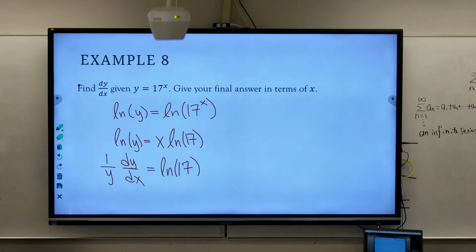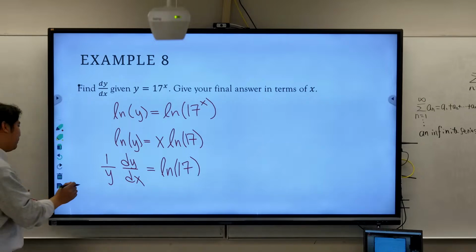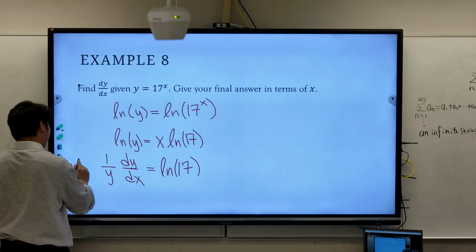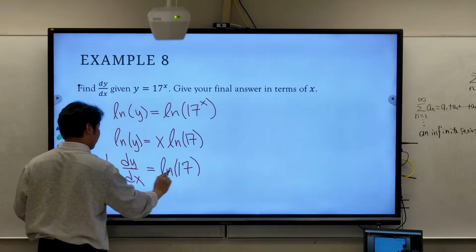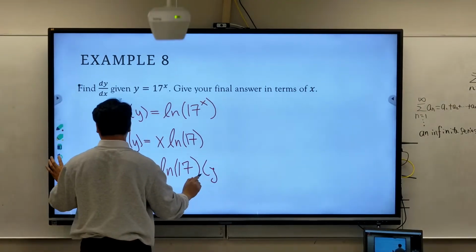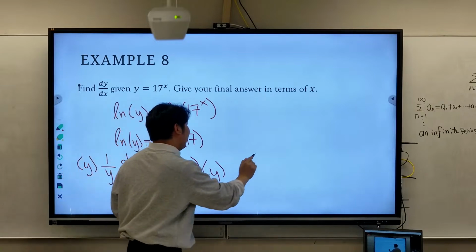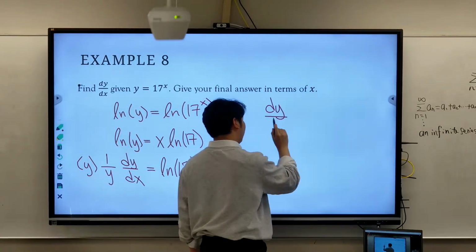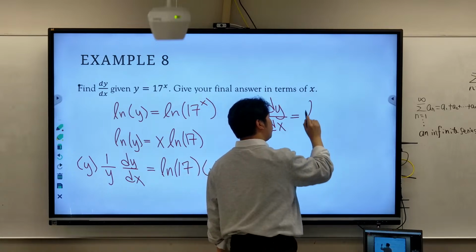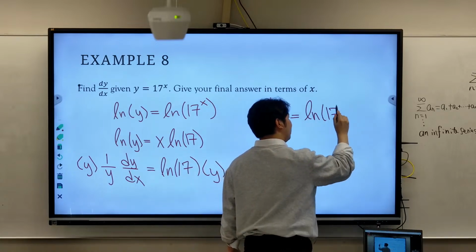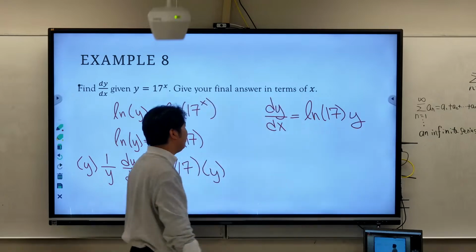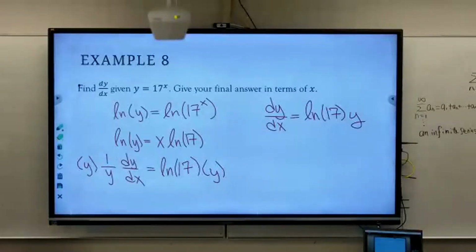Yeah, we had to divide both sides by 1 over y, or equivalently, I can just say times y on the left and the right. So let's see what happens whenever I do that. So I get dy dx is equal to the natural log of 17 times y on one side and then everything else on the right. However, am I done with this problem? Why am I not done with this problem?